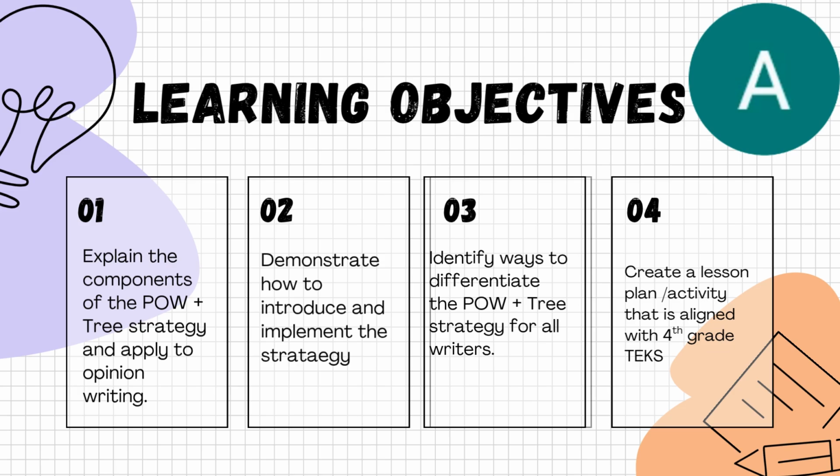These are going to be our learning objectives for today. Number one, explain components of the POW plus tree strategy and apply to opinion writing. So you'll be able to do that by the end. You're going to be able to demonstrate how to introduce and implement the strategy to your students, identify ways to differentiate the POW plus tree strategy for all writers, and create a lesson plan activity that is aligned with fourth grade TEKS.